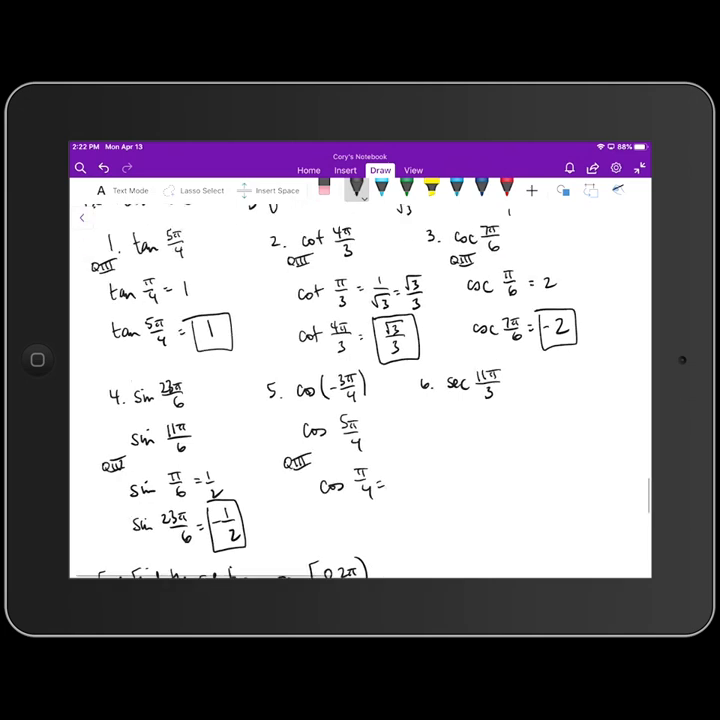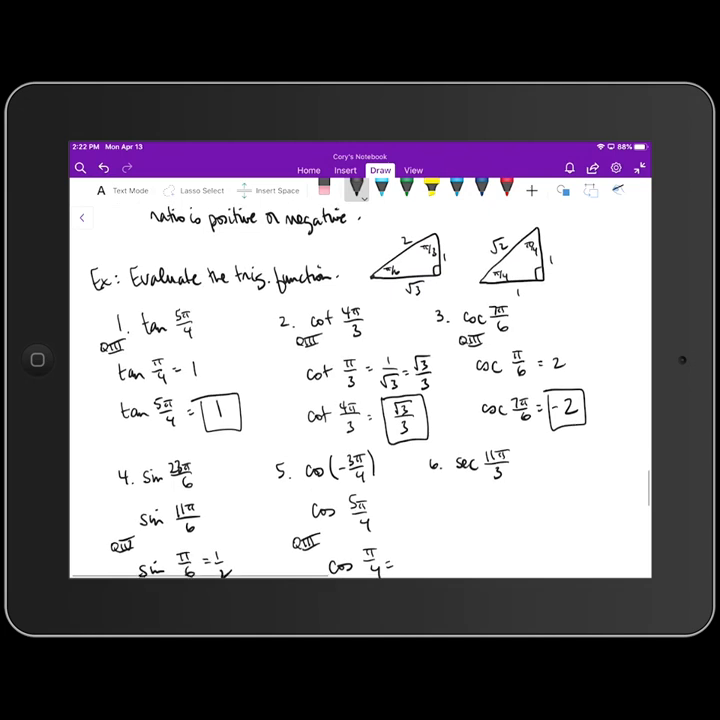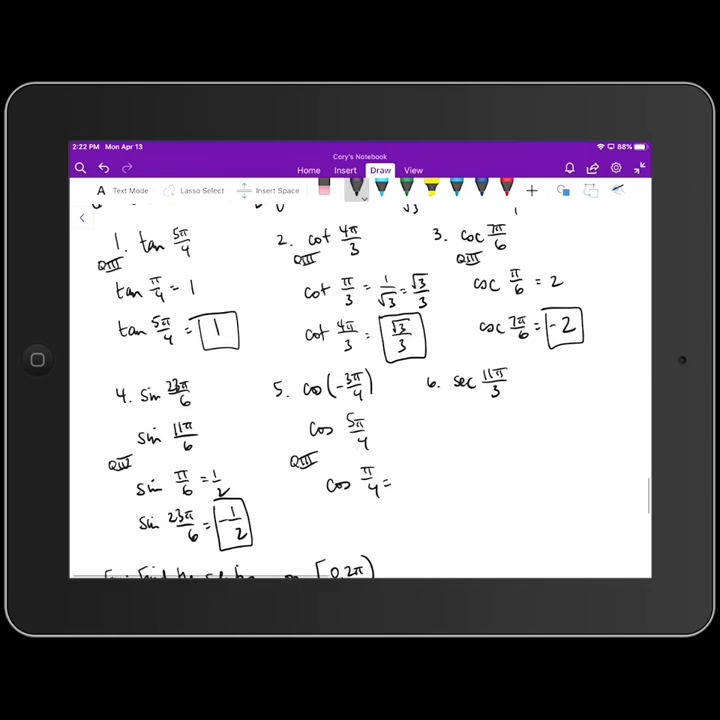So we evaluate the cosine at pi over 4, which is 1 over rad 2, which rationalizes to rad 2 over 2. So the cosine of negative 3 pi over 4 has that same ratio. We know in quadrant 3 cosine is going to be negative.